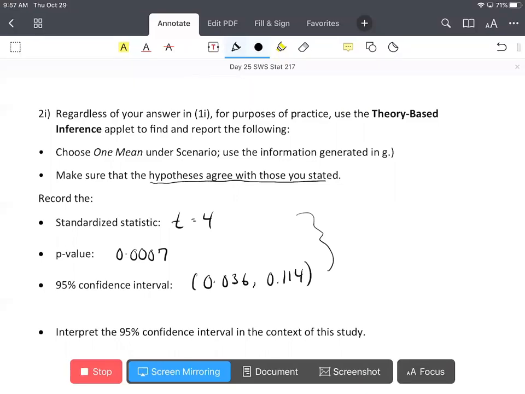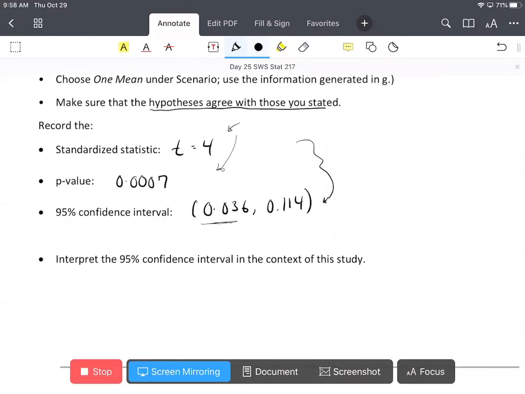And you're like, well, how do you mean agree? They're very different. True, they are different, but our standardized statistic says we're 4 standard deviations away from the center. That's pretty far. And a very small p-value says we're pretty far out in the tail, so those both agree. How does that relate to the confidence interval? The confidence interval should not include 0, because if it included 0, that would say the null hypothesis is possible. Here, it does not include 0. We start at 0.036 and go to 0.114.